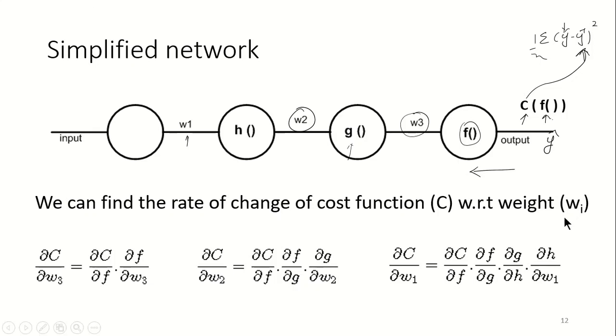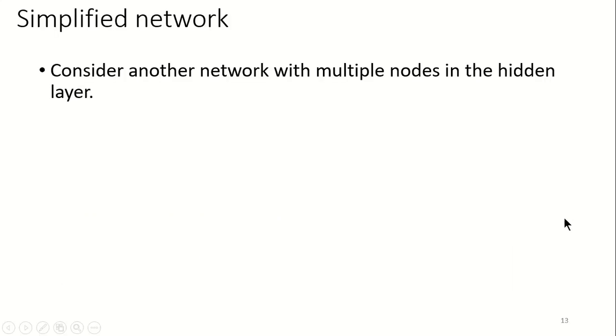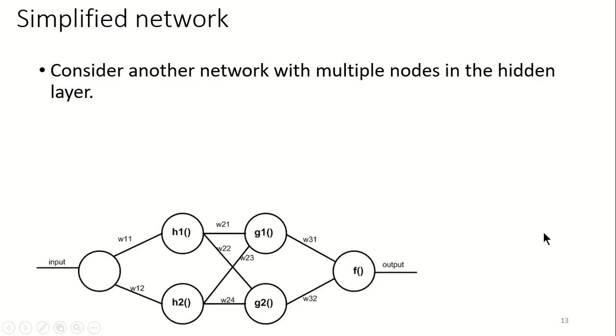Now we consider another network which has multiple nodes in hidden layers. So here we have two hidden layers. In hidden layer 1 we have two activations, H1, H2 and G1, G2. So how do we calculate? I want to find out the derivative with respect to W11. How do we calculate it?